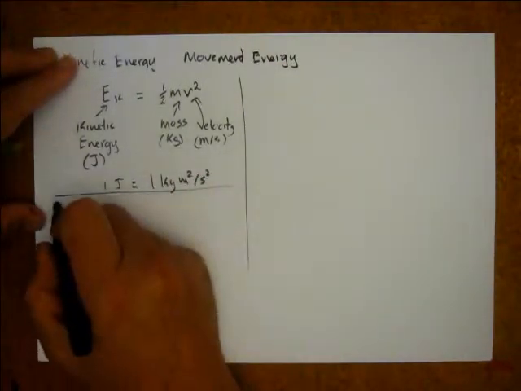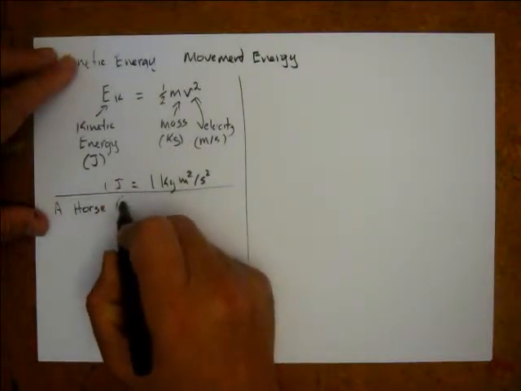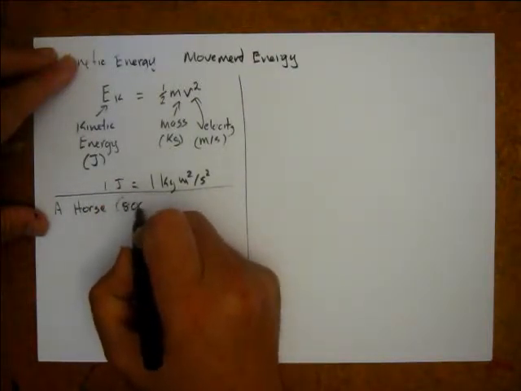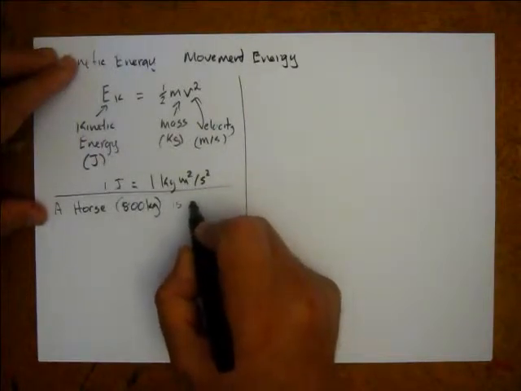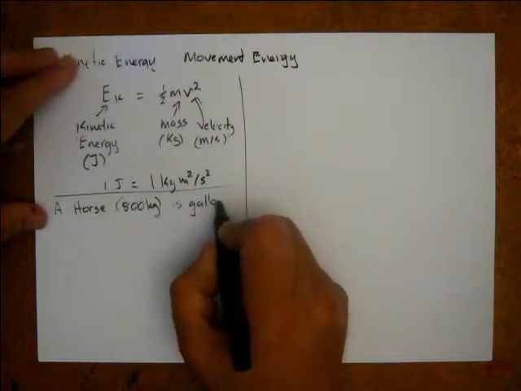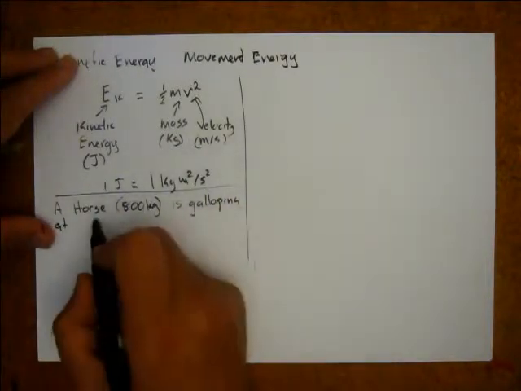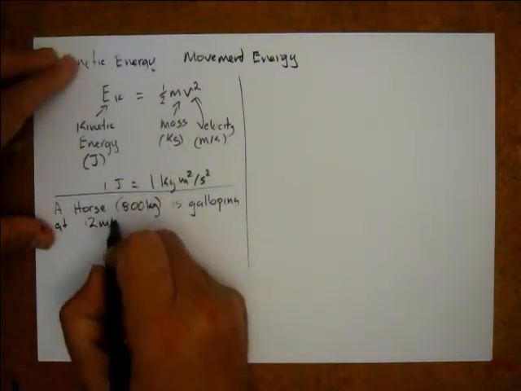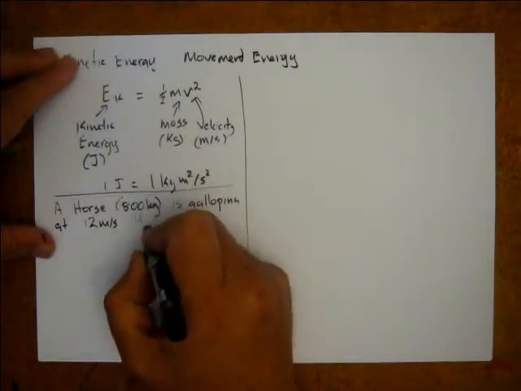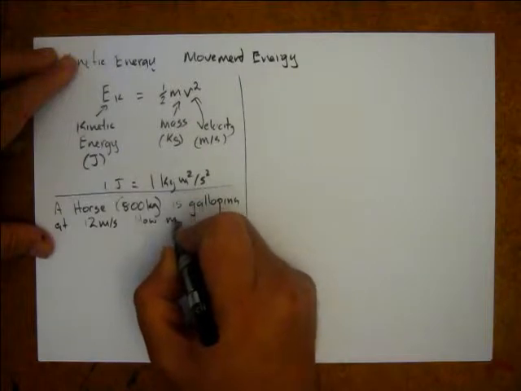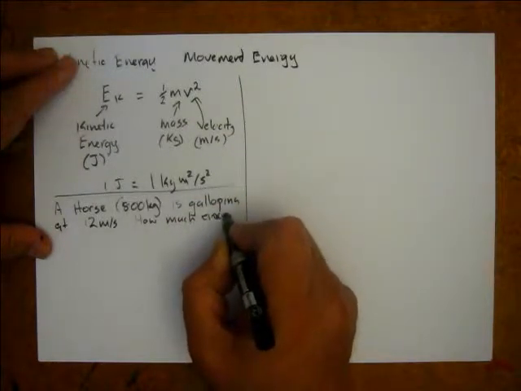Okay, so a horse. How much does a horse weigh? 800 kg, I don't know if that's a real value, is galloping at 12 meters per second. Reasonably fast. How much kinetic energy does the horse have?